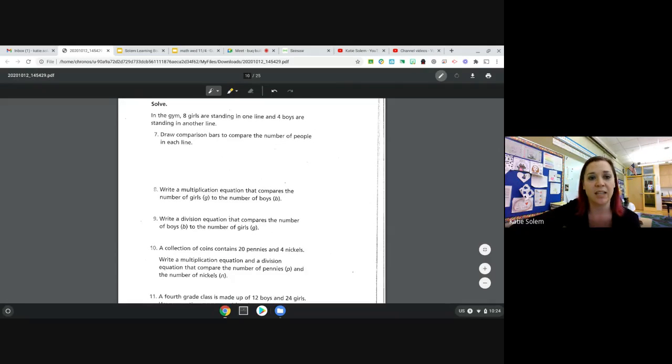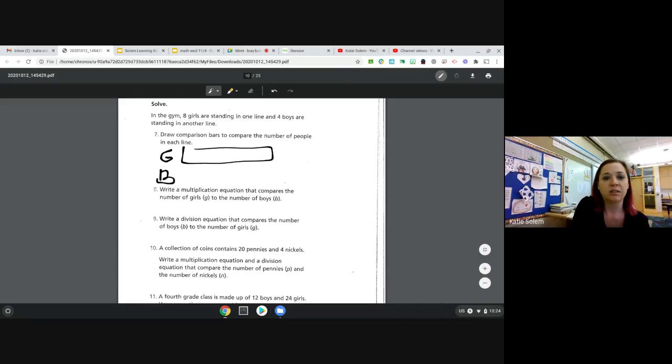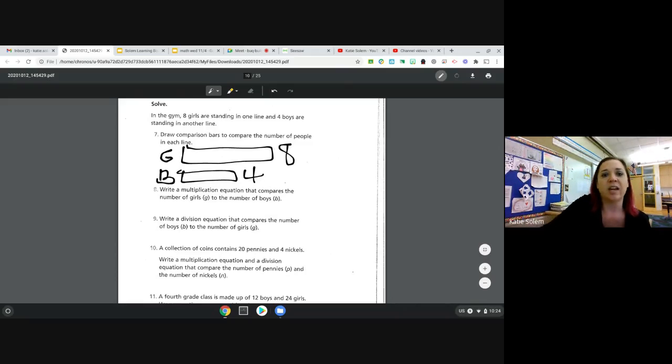Number 1 says, in the gym, 8 girls are standing in one line and 4 boys are standing in another line. Draw comparison bars to compare. So we have girls and we have boys. Now there are 8 girls and 4 boys. Before I do anything, I'm going to think, how many 4s are there in 8? I know that there are 2 4s in 8.